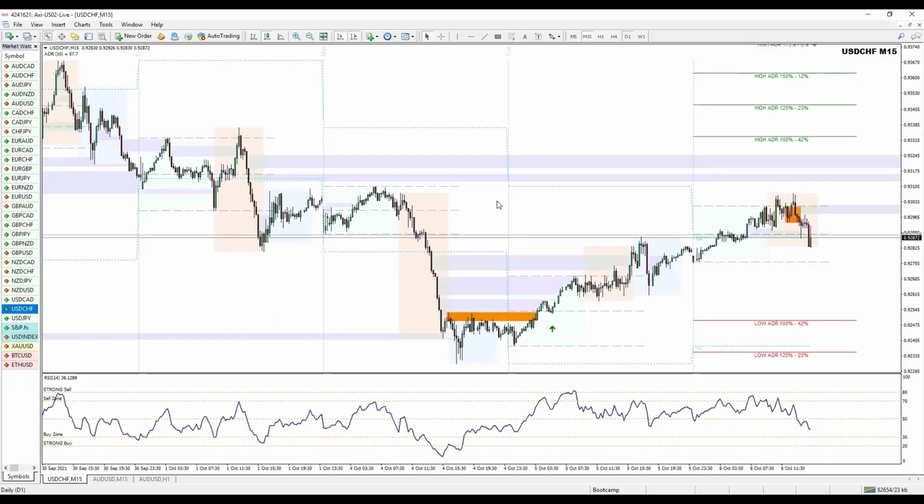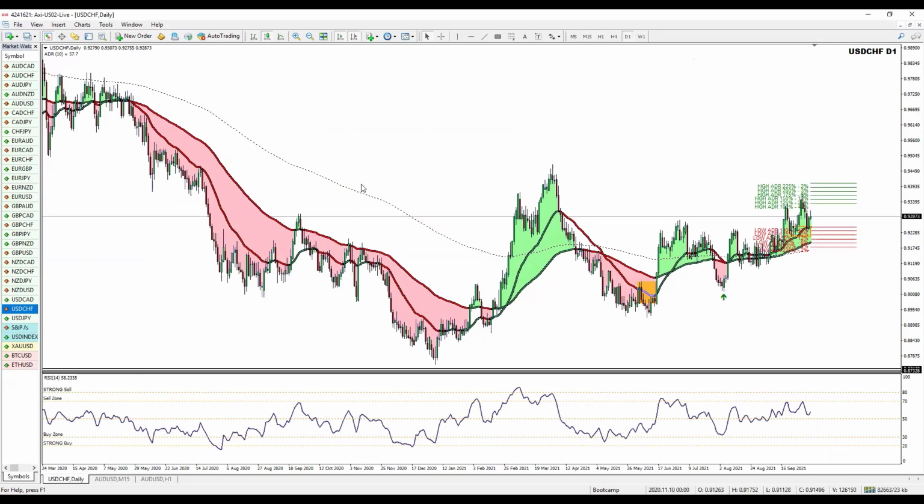We switch over to a daily. Okay, so these are your institutional moving averages. So this top one here, this is the 72 EMA. And this bottom one here, this is the 24. Now, the reason I use the 24 and the 72 is because there are 24 trading days in a month and there are 72 trading days in a quarter. So what this is showing me is the monthly average and the quarterly average.